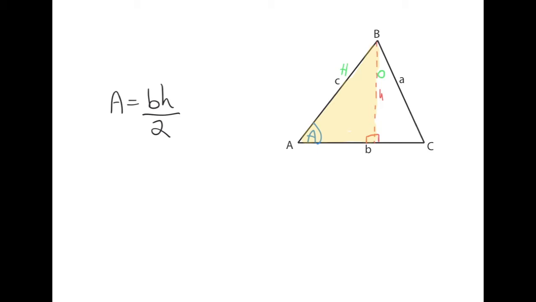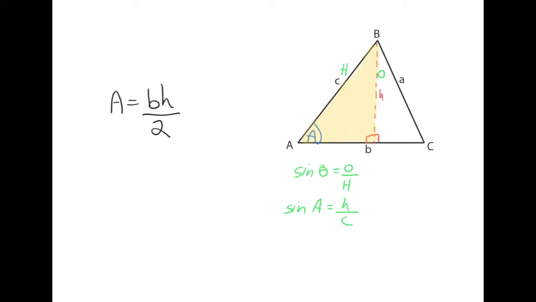If I was to work out the height using sine, I would start off using my formula: sine of the angle equals opposite over hypotenuse. So this time substituting in the values, sine of A equals H over C.